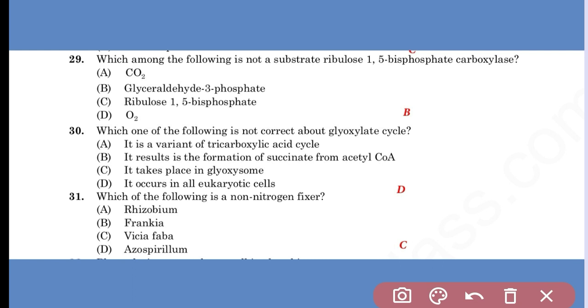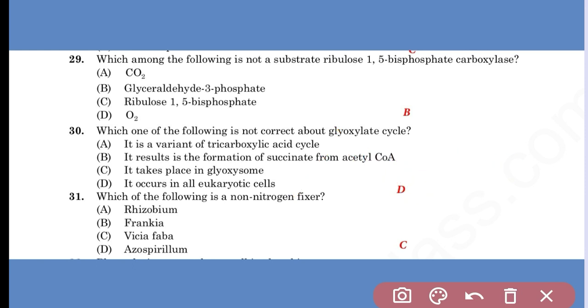And this cycle is absent in the animals. So it is a variant of the tricarboxylic acid cycle, or a variant of the TCA cycle. It results in the formation of succinic acid from acetyl coenzyme A. It takes place in glyoxysomes, a special kind of cell organelle where this cycle occurs. And option D says that it occurs in all eukaryotes. It is wrong. It occurs in plants, fungi and protista, not in animals. So this option is incorrect. It does not occur in animals.